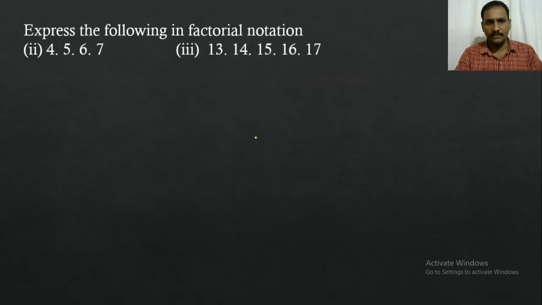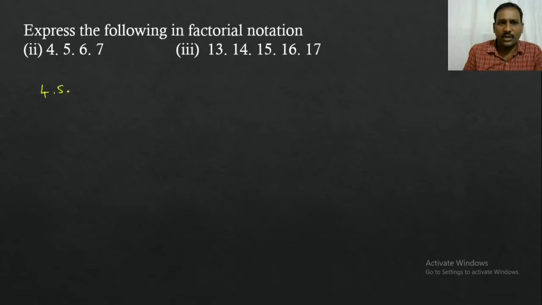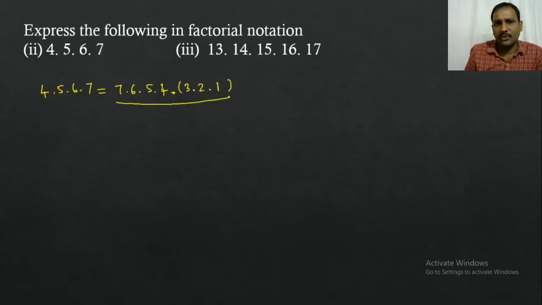Next, express the following in factorial notation, the same question. Now you can write this as 4 into 5 into 6 into 7, also written as 7 into 6 into 5 into 4. Now with what should we multiply and divide? What is remaining here? What is required here? That is 3 into 2 into 1. To complete the factorial notation, we need it from 1. Multiply and divide by 1 into 2 into 3. So this complete product from 7 to 1 is written as 7 factorial, and in the denominator it is 3 factorial.